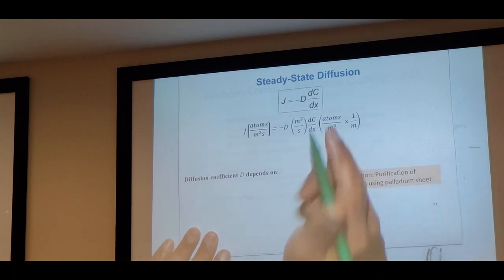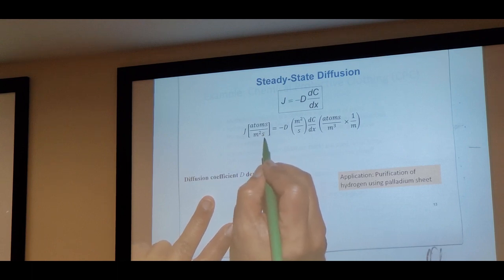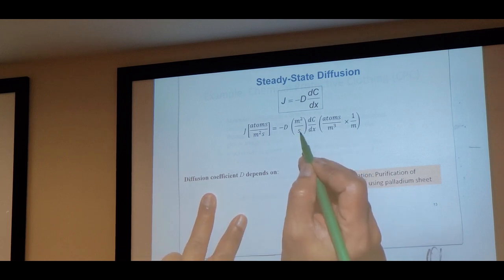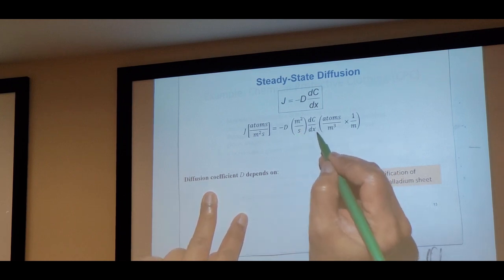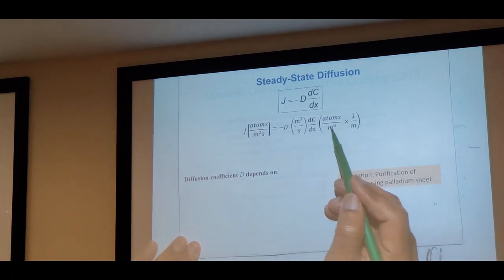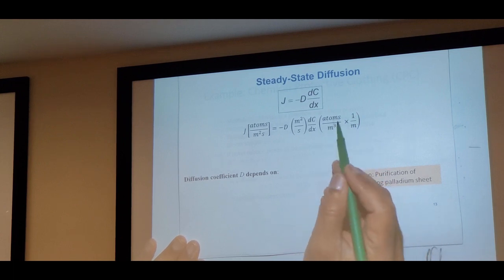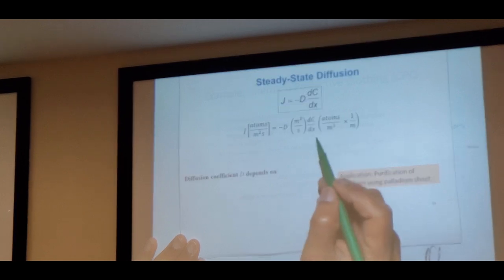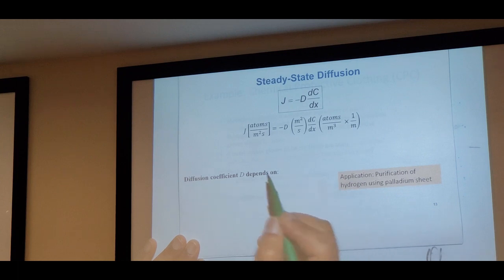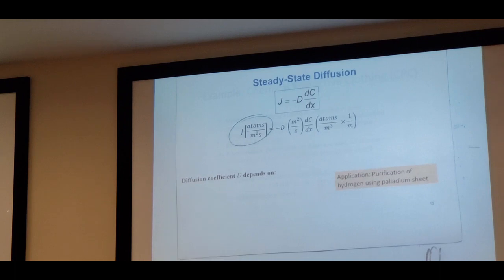So this is just the units. J, the flux, is number of atoms per meter square second, equal to minus D, in meter square per second, into dC by dx. C is the concentration, so number of atoms over meter cube, into 1 by meter because of the dx there. So you can get this as atoms per meter square second. That is the unit of flux.